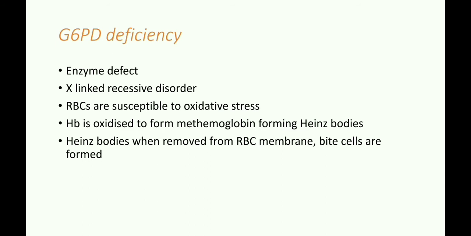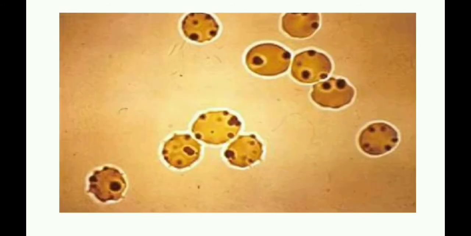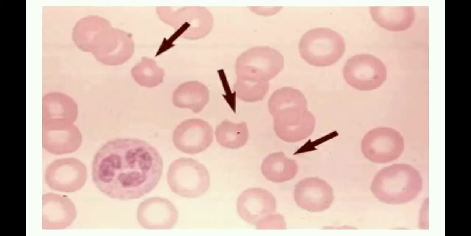So we are going to look at these pictures. Here you can see Heinz bodies. It is formed by the oxidation of hemoglobin to form methemoglobin, and they are forming these Heinz bodies. And when these Heinz bodies are actually removed by the splenic macrophages, or even within the circulation, they form bite cells. So here you can see it's just like somebody has bitten these RBCs. So they are called bite cells.